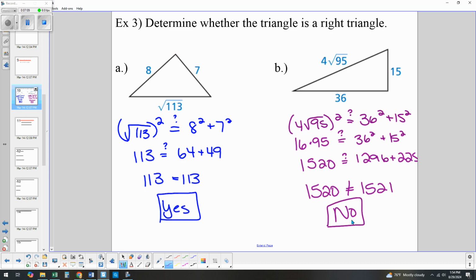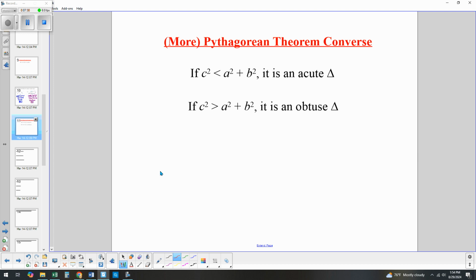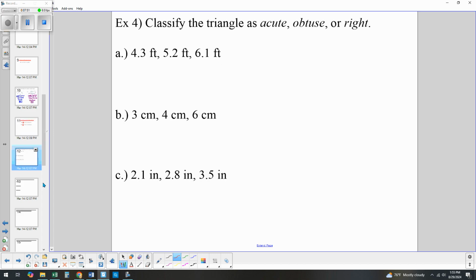What we really want to look at is what kind of triangle this would be if this was my result. And if I'm looking at 1520 compared to 1521, that's really less than it, right? 1520 is less than 1521. So this would make sense. The symbol of less than belongs with what kind of triangle? It's going to belong with an acute triangle. So if you have a less than symbol when you do c squared is something to a squared plus b squared, it's really an acute triangle. If c squared is greater than a squared plus b squared, it's an obtuse triangle. All right, and this is the reason our c squared must go first, because that's the only way our symbols make sense. So we're going to classify each of these as acute, obtuse, or right.